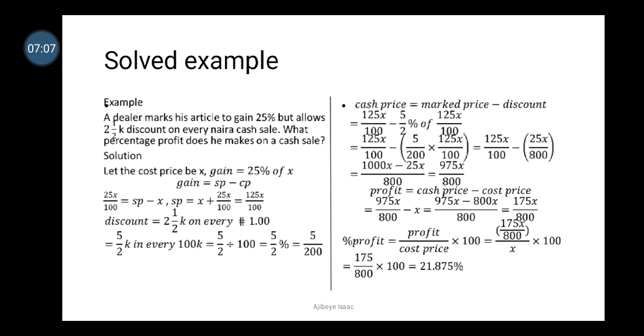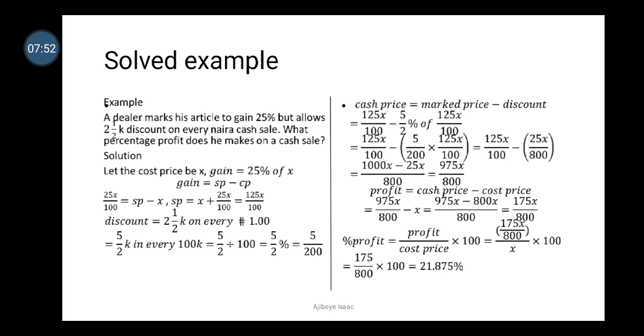However, the discount is equal to 2.5 kobo for every 1 naira. And 2.5 kobo is just like saying 2.5, we have 100 kobo in a naira. So you're saying 2.5 kobo in every 100 kobo, which is the same thing as 5 over 2 divided by 100, or 5 over 2%. So our cash price, which is marked price minus discount, therefore will be equal to 125x over 100 minus 5 over 2% of 125x over 100.